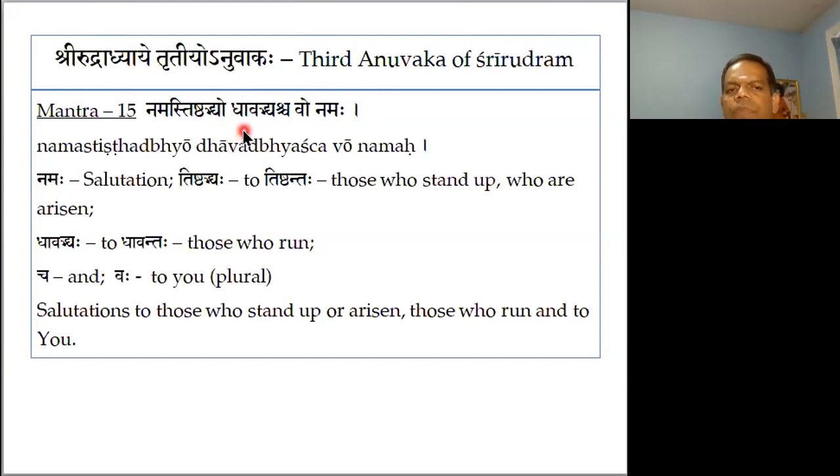The next word, the dha, is also the fourth letter in the ta varga. So it's dha. Dhavatbhya. Again, same thing, the bha has to be aspirated with a little bit of force. Dhavatbhyascha. Dhavatbhyascha. Vo namaha.